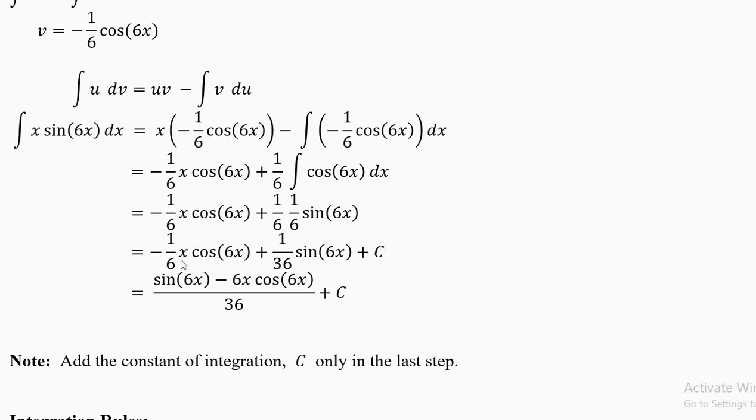Now sometimes it's good to write 36 common. Multiply 6 here. You will get minus 6x cos 6x. Write the positive thing first. You will get sine 6x minus 6x cos 6x.